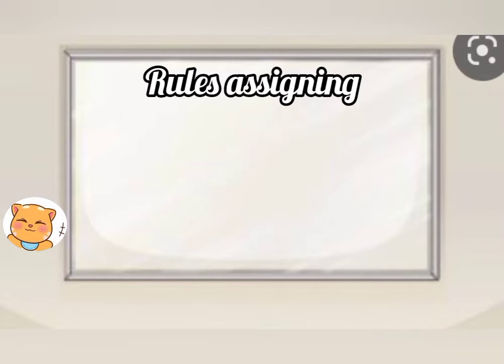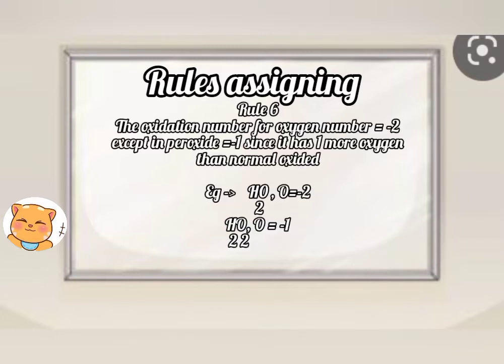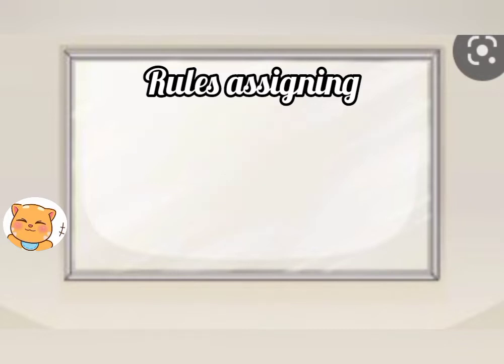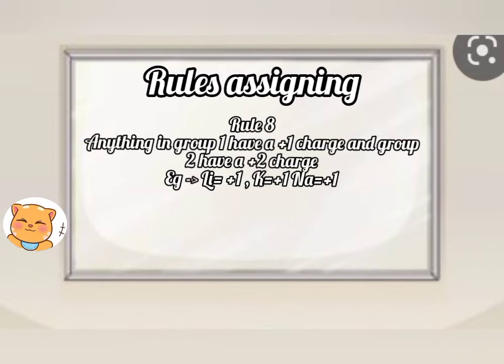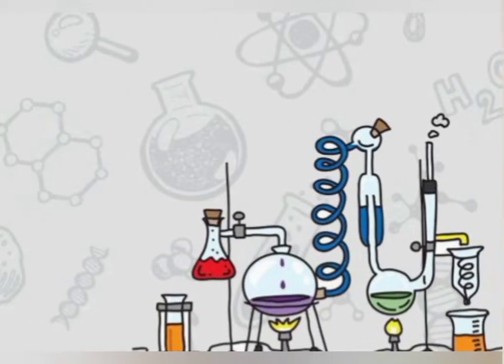Rule number 6. The oxidation number of oxygen is always negative 2, except in peroxide, where it is always negative 1, since peroxide has one more oxygen than the normal oxide. Rule number 7. All halogens have an oxidation number of negative 1. And finally, rule number 8. Anything in group 1 is positive 1, and anything in group 2 is positive 2. Some examples for these would be lithium, potassium, sodium, anything in group 1 or 2.